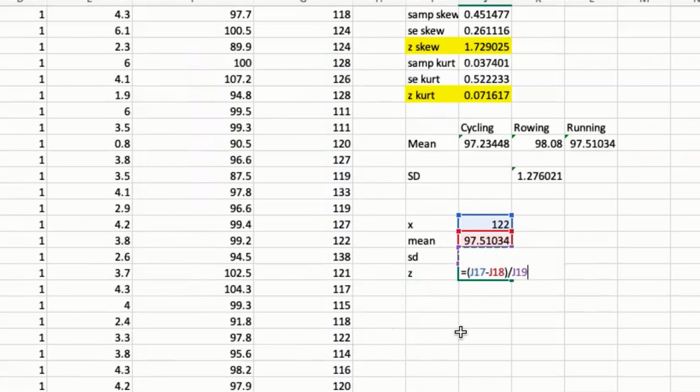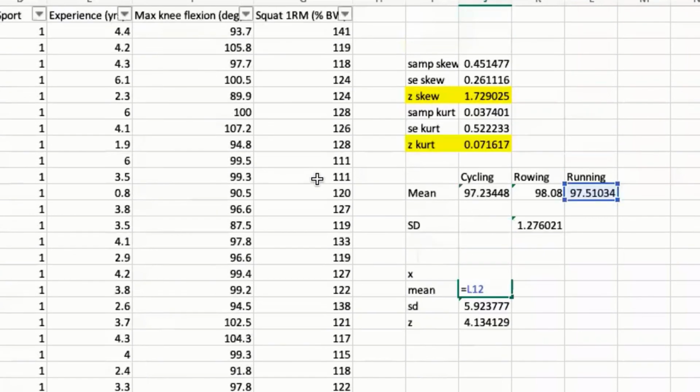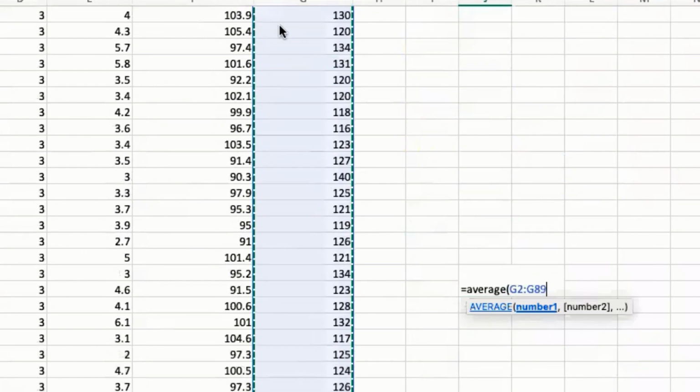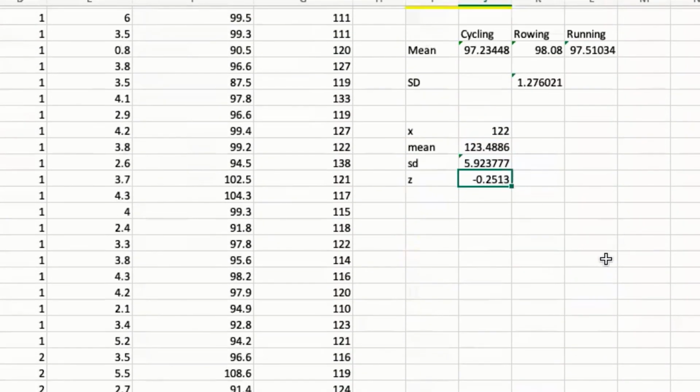Oh my God, you're right. That is the mean of deflection. See, I'm glad I have you guys. This would be average squat. Boom. There we go. That should change it. Is that what you got?